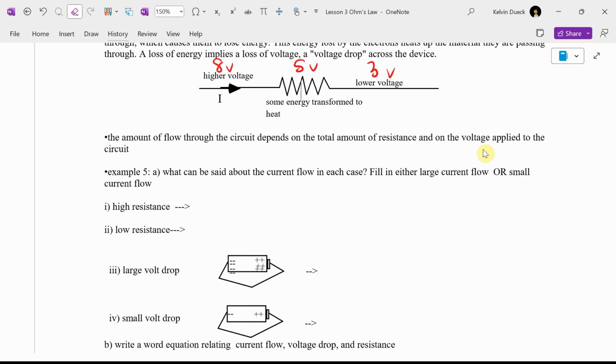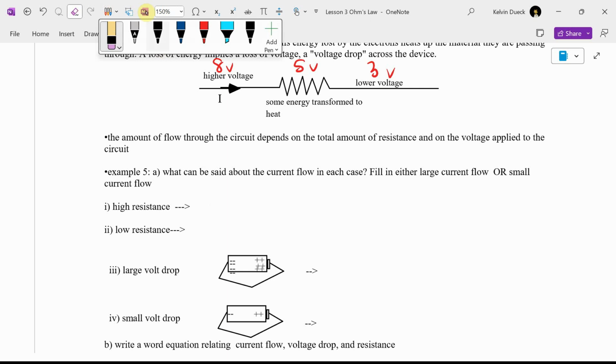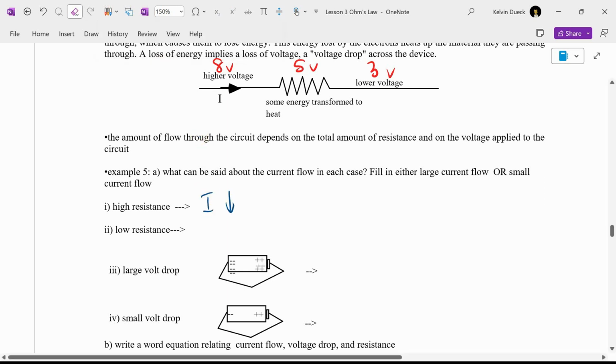High resistance, current gets smaller. Low resistance, you can think of it as a wide open ski run, maybe 300 meters wide. Can you get more skiers on there or fewer? Low resistance, current goes up. Notice those are opposite. Big resistance, small current. Small resistance, big current. That means in our equation, the R is going to be on the bottom compared to the I. What about voltage?